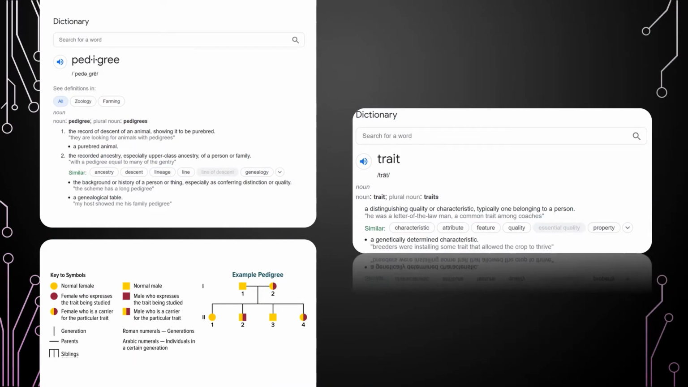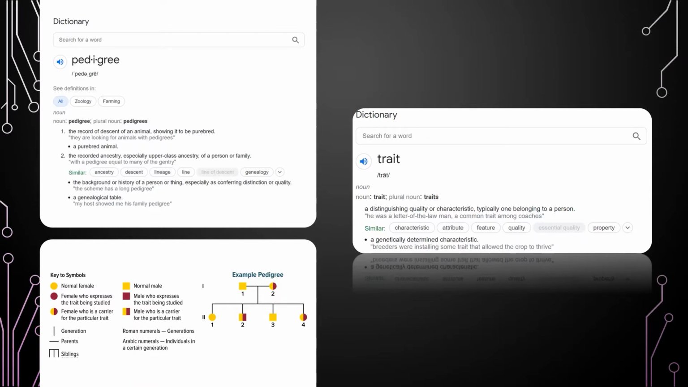It is the record of descent of an animal showing it to be a purebred animal, the recorded ancestry, especially upper class ancestry of a person or a family. So essentially, a pedigree maps out ancestry. And we use pedigrees to map out particular traits, which are a distinguishing quality or characteristic, typically one belonging to a person, a genetically determined characteristic. Okay, so that's what we mean by traits.